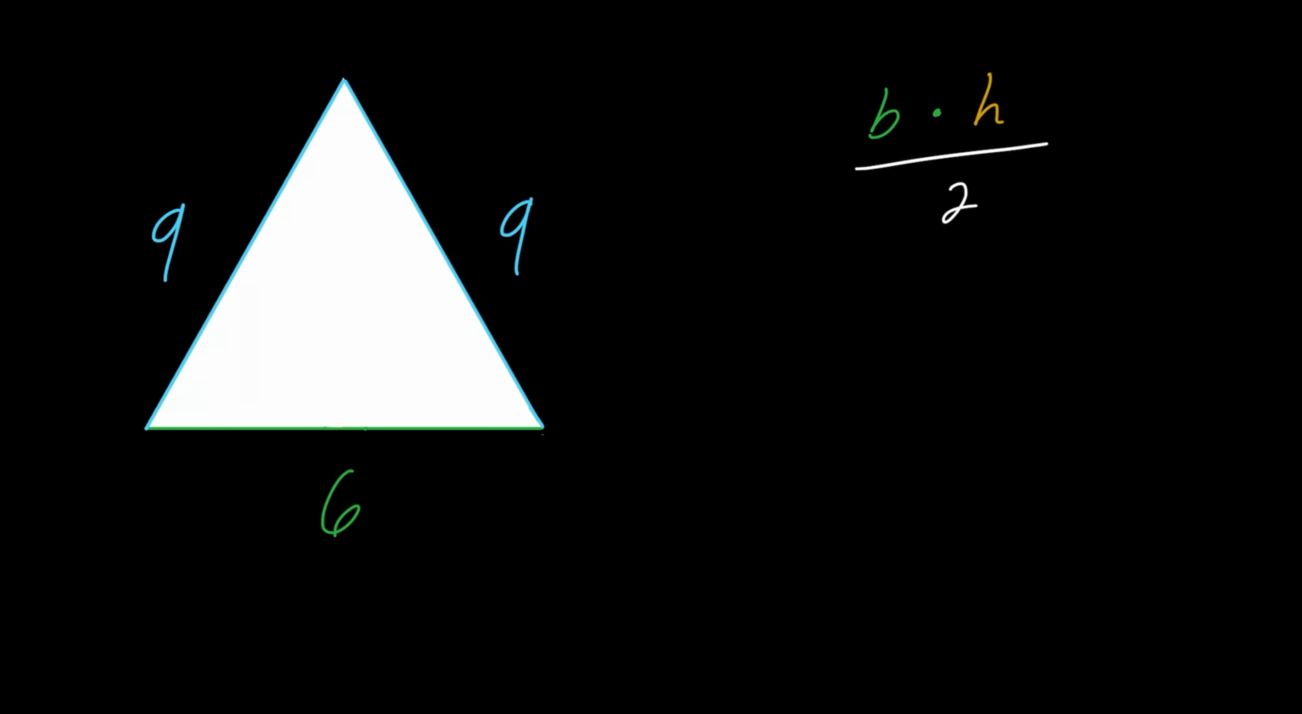How do we find the area of this triangle? Well, we're given a formula: base times our height divided by 2. Now we know what our base is. Our base is 6. But what's our height?